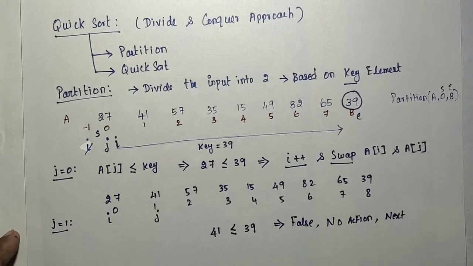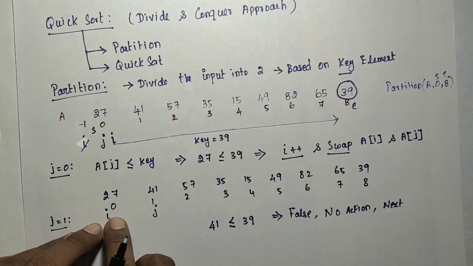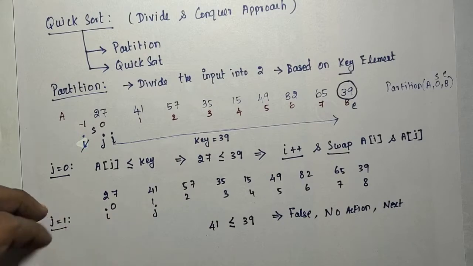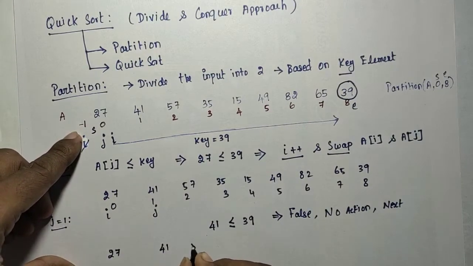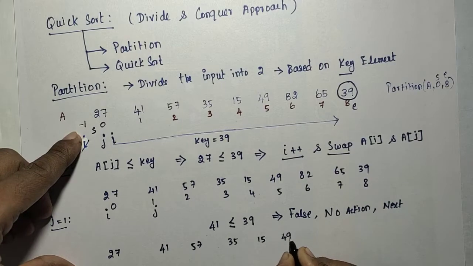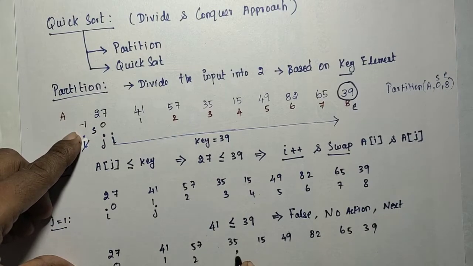So what is happening here? 41 is not less. By that time I is pointing to 0. So now the content is 27, 41, 57, 35, 15, 49, 82, 65 and 39. Indices 0, 1, 2, 3, 4, 5, 6, 7, 8.